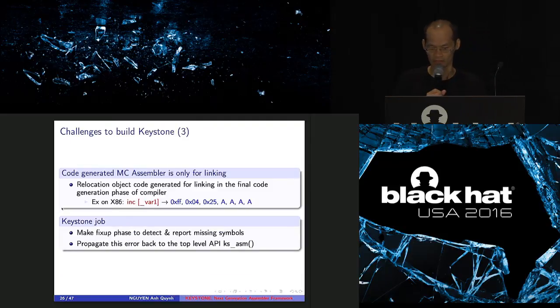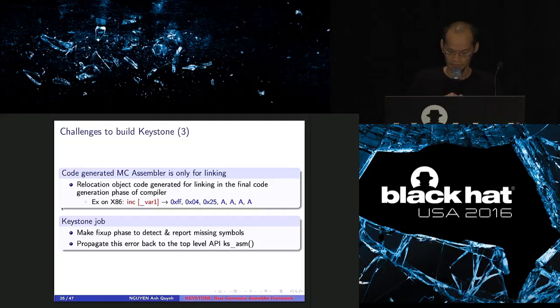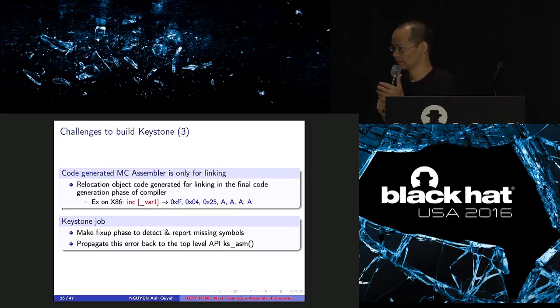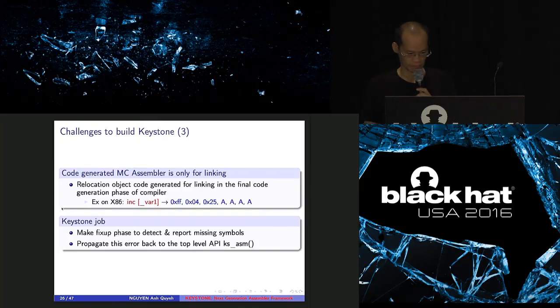The next challenge is that the code generated by MC, by LLVM, is not consumable, not ready to use, because the code is just for the linker as the next phase in the compiler setup. For example, you compile that instruction, and it just returns something like those bytes and AAA after that. AAA means it doesn't know where var1 is. That's bad, because if you do not declare var1, LLVM still can compile that code. But in fact, if you run this on an assembler, it should report that var1 does not exist. It should report an error, right? So I had to fix something inside the fixup phase of LLVM so it can report the missing symbol.